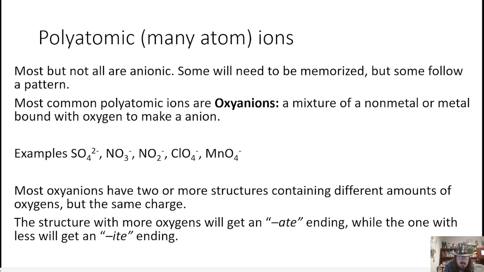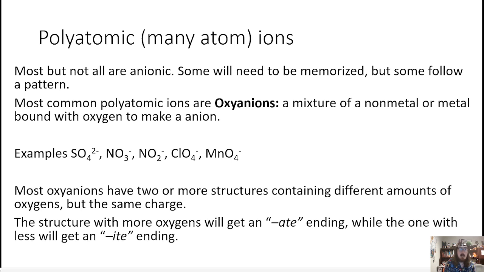So, just some examples. We see sulfate, nitrate, nitrite, perchlorate, permanganate. All these have some amount of oxygens, a negative charge, and either a metal or a nonmetal coming first, as in the cation position. Now, most of these oxyanions will have 2 or more possible combinations of oxygen. Because they have 2 or more possible combinations of oxygen, but the same charge, we need to designate them differently.